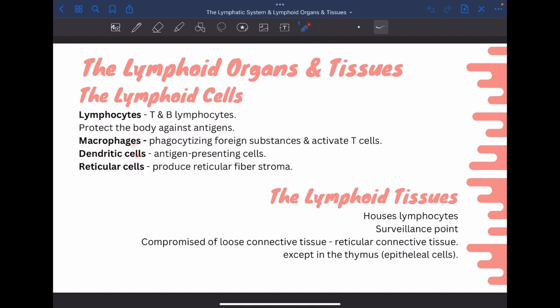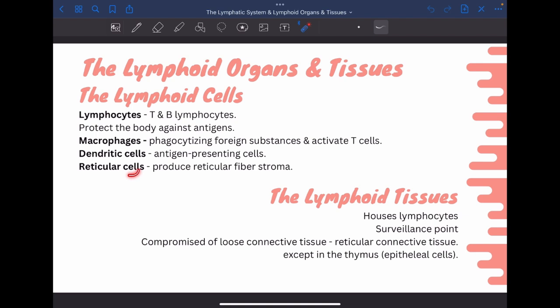So macrophages and dendritic cells are also called lymphoid cells. They are antigen presenting cells and they will activate T cells and sometimes even B cells. But what distinguishes macrophages is the fact that they are phagocytic cells, and we'll mention phagocytizing and what exactly that means in the innate immunity.